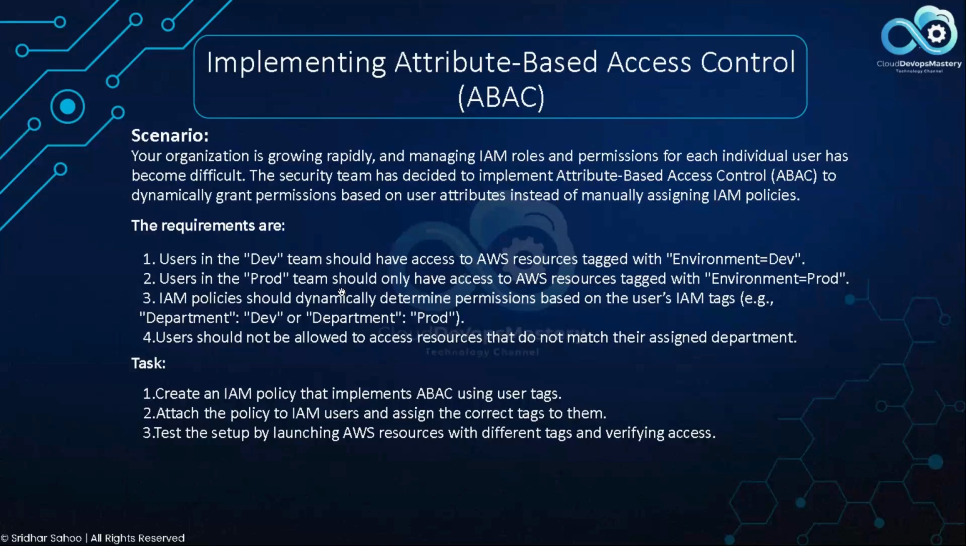IAM users in the prod team should only have access to AWS resources tagged with the environment as prod. IAM policies should dynamically determine the permissions based on the user's IAM tags. That is what we discussed, right? Users should not be allowed to access resources that do not match their assigned department, which I covered. So what is the list of tasks we are going to perform? This is one requirement that came from our management or our team, and as the architect you have to take care of it. This is all about security best practice.